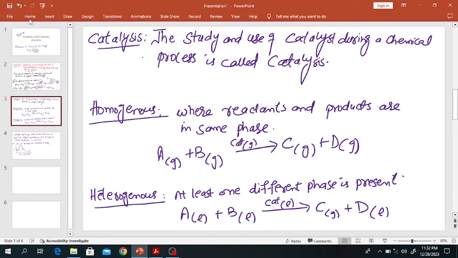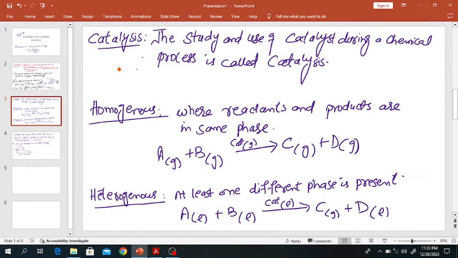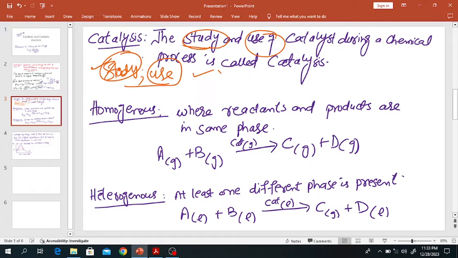Now what is catalysis? The study and use of catalyst in a chemical process is called catalysis. Catalysis is the study and use of a catalyst during a chemical reaction, in a chemical industry, in a process industry. Actually, there are two types of catalysis. One is homogeneous catalysis and the second is heterogeneous catalysis.